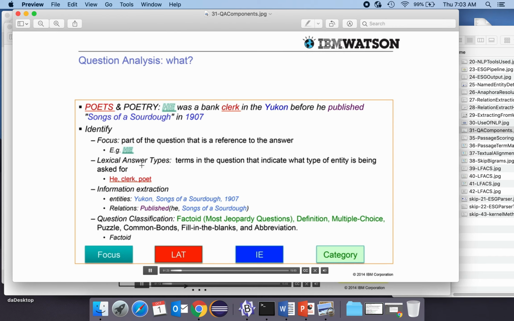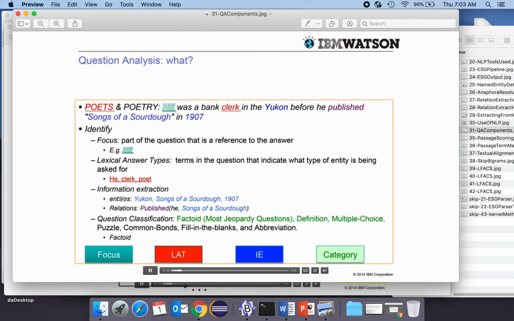And so the lexical answer type then is he, or the information that goes to the lexical answer type is he, and then we can figure out a few other things about that thing. Well, first of all, it's a male person, but based on the sentence, we also know that they're a clerk, and based on the category, that person must be a poet. So those are three lexical answer types that they're looking for.